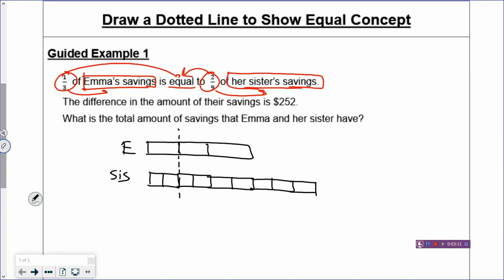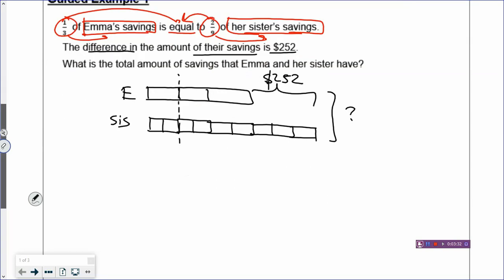Don't be tempted to try to solve already. You should not try to solve; you should complete everything first. So keep reading. The difference in the savings is $252. So how much more is the difference? What's the total amount of savings that Emma and the sister have, which is a question mark. Once you are done with the drawing, then you look at the model and see what to do next.